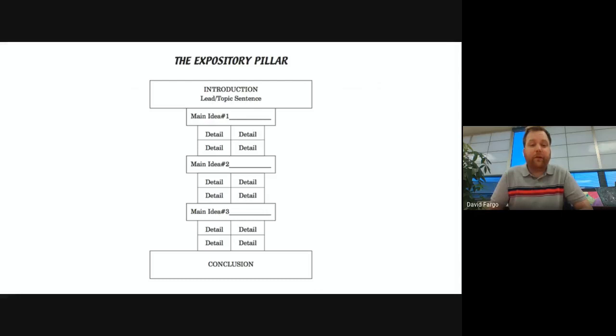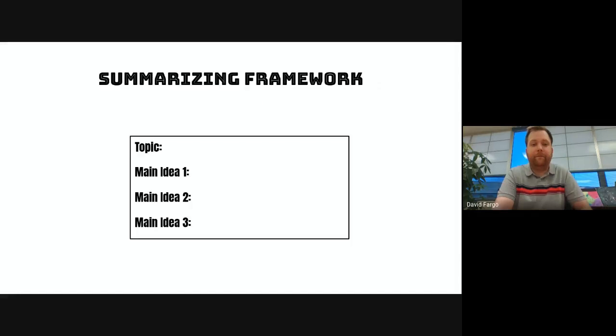So those are your body paragraphs. Each body paragraph has a specific main idea with supporting details. And then finally, we have the conclusion. The conclusion in an expository piece of writing is basically just where we summarize everything that's already been said. So that's the expository pillar.